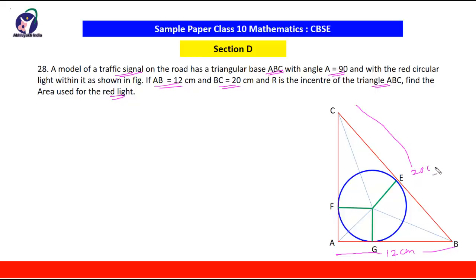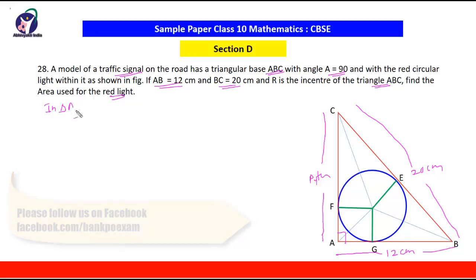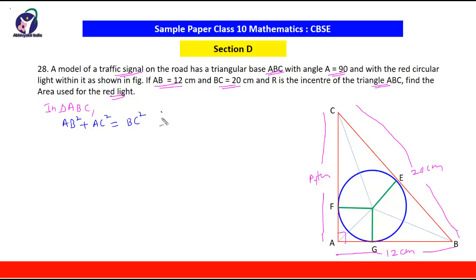So first we will find the third side of the triangle by using the Pythagoras theorem, because this angle is given as 90 degree. Angle A is 90 degree. So first we will find AC. So in triangle ABC, we have AB square plus AC square is equal to BC square. Reason will be Pythagoras theorem.